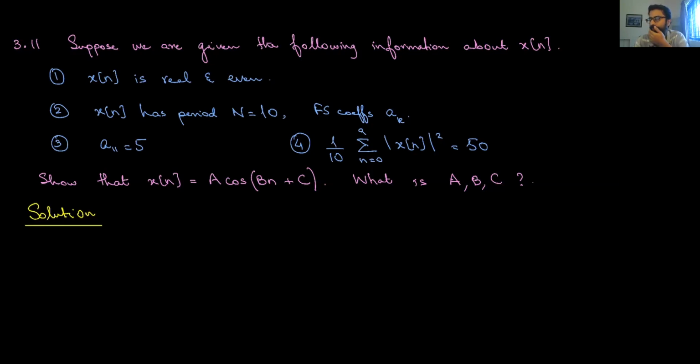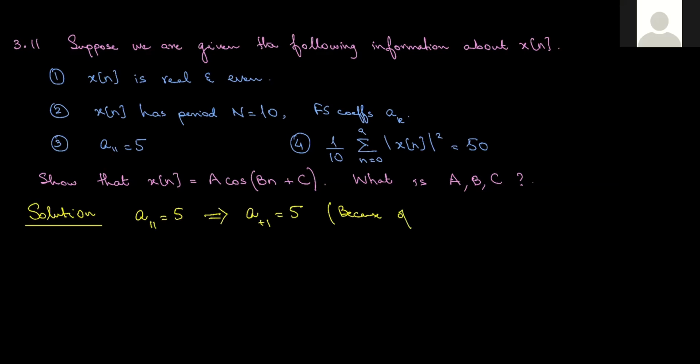So A1 equals 5. Okay, good. So that's the first thing I do. I know that A11 equals 5, which means that A plus 1 equals 5 as well. And why is that? Because of periodicity. So A minus 1 is also equal to 5.